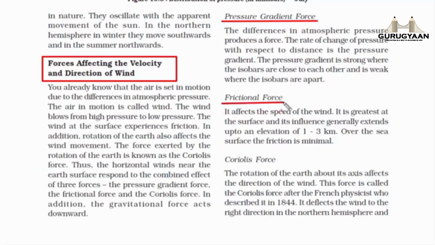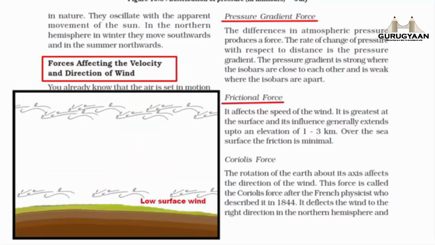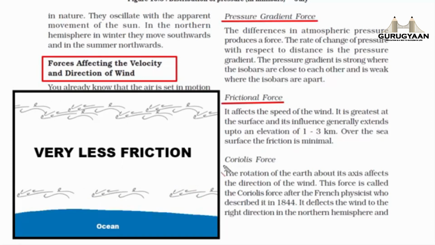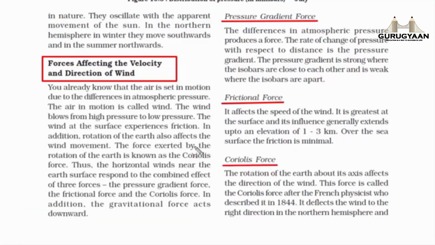The second one is frictional force, which means the closer the wind is to the Earth's surface, the more influence friction will have on the speed of the wind. That's why the winds in the upper atmosphere, that is 2 to 3 kilometers above the surface, are free from frictional effect, and winds over the oceans have minimal friction. The third one is Coriolis force.